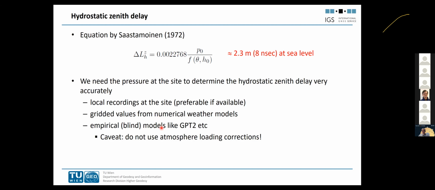But you should keep in mind, this is a caveat. If you use such a blind or climatological model, you should not use atmosphere loading corrections, because when you use such a climatological model, you implicitly do some kind of atmosphere loading correction. So if you use GPT-2 to generate the station coordinate time series, then you should not use this time series to look for atmosphere loading, for example.